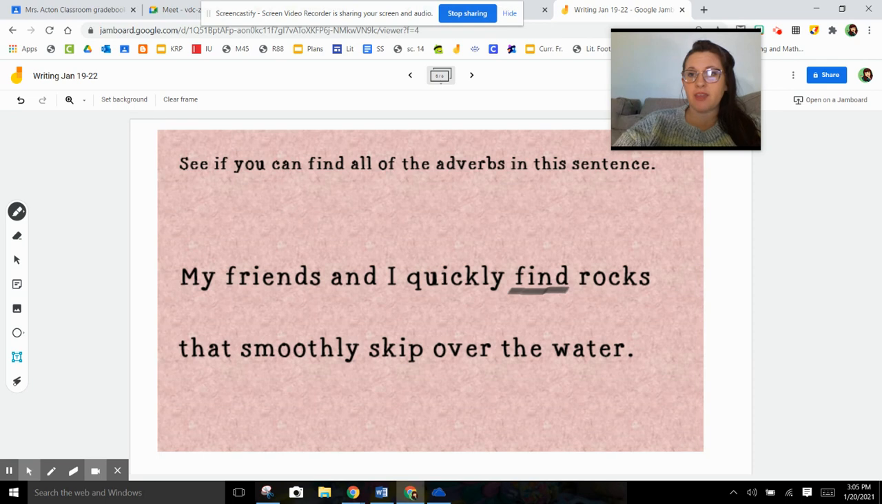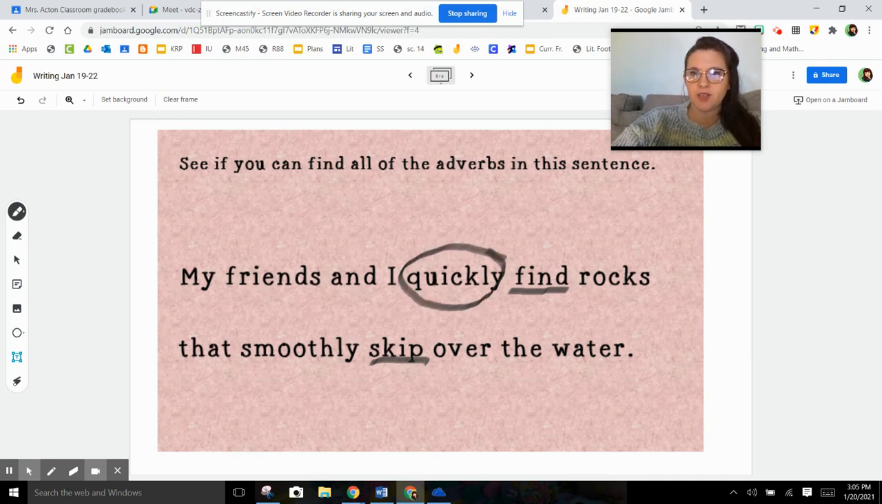I can go outside and I can find things. You can go find things. It's an action word. It's something that we can do. And it says rocks that smoothly skip. You can skip. A rock can skip. Anybody can skip. You can throw things and make them skip across the ground or across the water, whatever. But skip is also a verb. So now that we found our 2 verbs, now we can easily find all of the adverbs that give them more detail. So the first thing it says is my friends and I quickly find. How did you find it? Quickly.